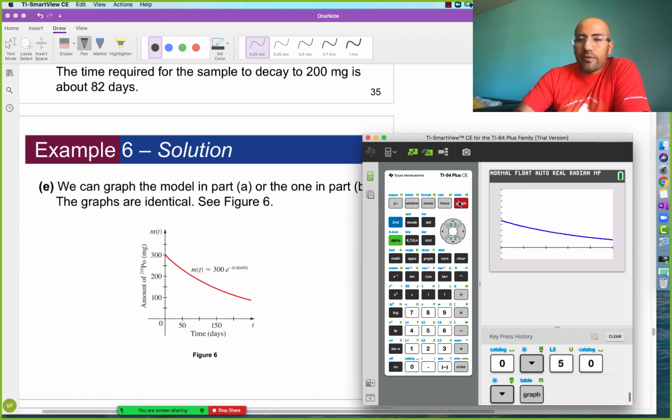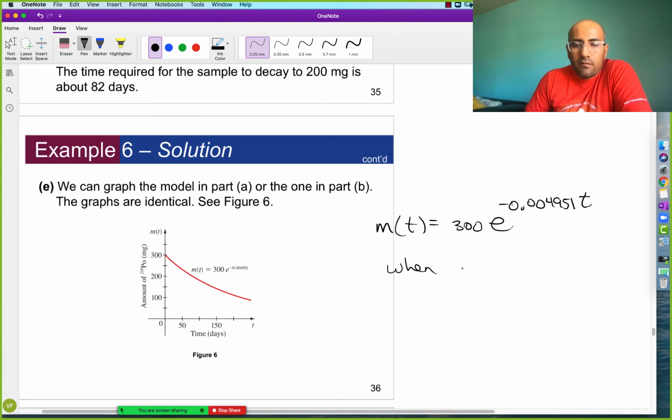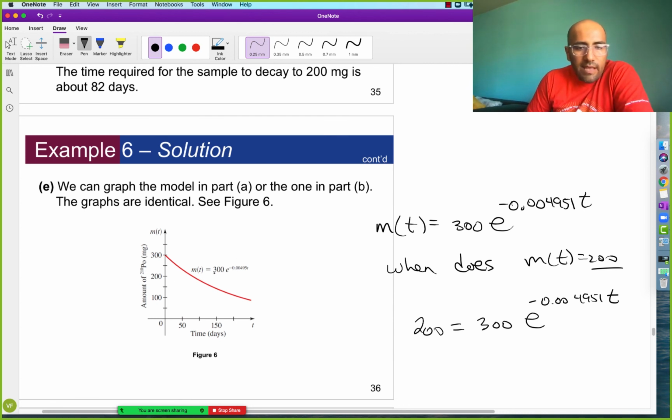And now that we have this graph, remember that we can use this as a way of solving things. Because if we have m of t equals 300 e to the negative 0.004951 t, and I wanted to say, when does m of t equal 200, right? When do we get down to 200? We're trying to solve 200 equals 300 e to the negative 0.004951 t. So on our graph, we're trying to find when this function reaches, right? It's getting smaller and smaller and smaller. We're trying to figure out when it reaches right there, when it reaches 200.